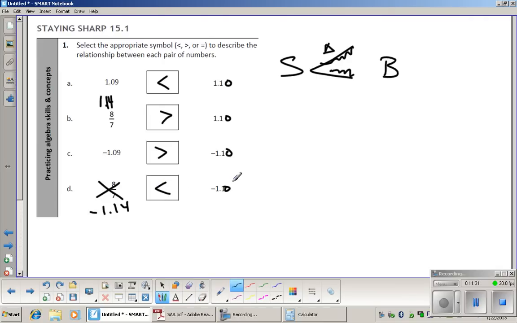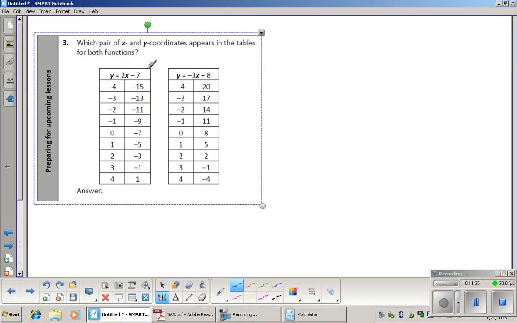Right. Which pair of x and y coordinates appears in the tables for both functions? So I have this equation, I have this equation. I'm looking for table values that occur in both, and we'll simply circle them. So let's just go down the list. -4 is not the same, -3 is not the same, -2 is not the same, -1 is not the same, 0 is not the same, 1 is not the same, 2, 3 is not the same, 4 is not the same. Well, I guess we have to give up, right? We didn't see any that actually occurred at the same time. Am I right? Well, of course not.